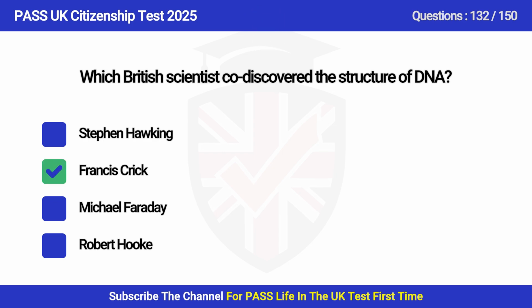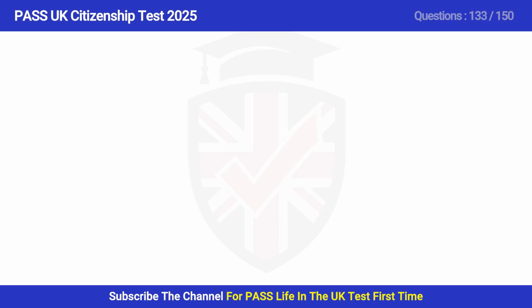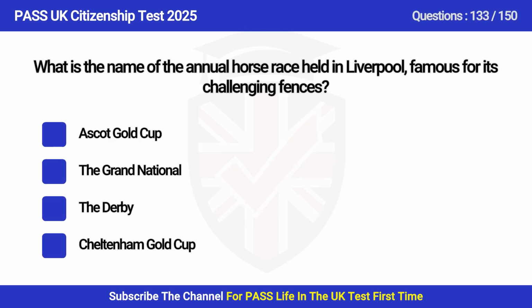Answer is B. Francis Crick. Francis Crick, along with James Watson and Rosalind Franklin, whose work was crucial, discovered the double helix structure of DNA in 1953. Question 133. What is the name of the annual horse race held in Liverpool, famous for its challenging fences?